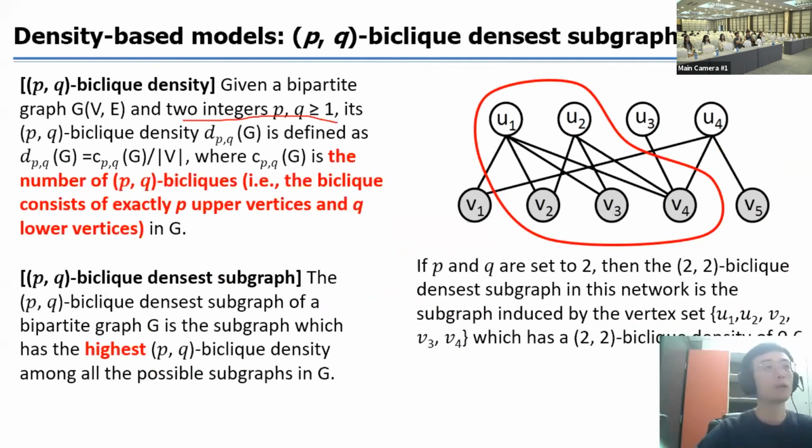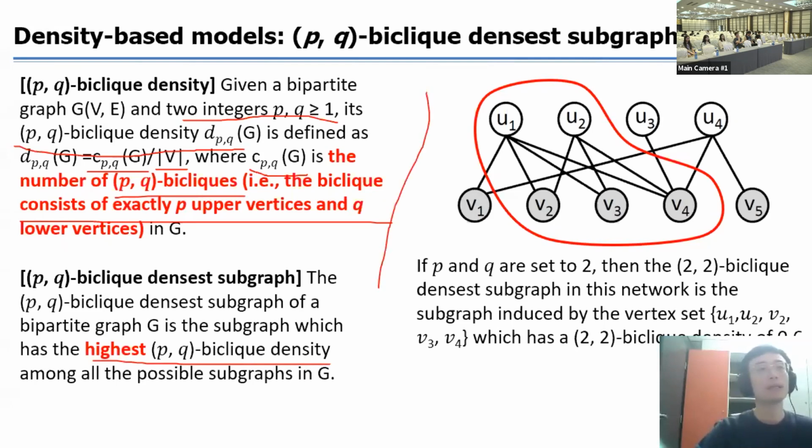Given a bipartite graph G and two integers P and Q, its (P,Q)-biclique density is defined as C_PQ(G) divided by the number of vertices, where C_PQ(G) is the number of (P,Q)-bicliques in G, and a (P,Q)-biclique is a biclique consisting of exactly P upper vertices and Q lower vertices. So we also have the concept of the (P,Q)-biclique densest subgraph, which is the subgraph that has the highest (P,Q)-biclique density among all the possible subgraphs.